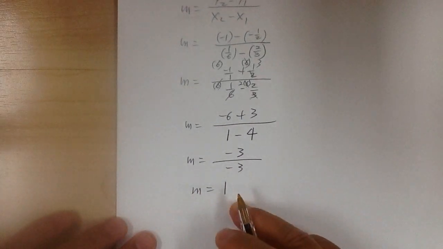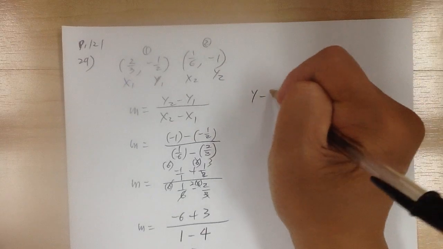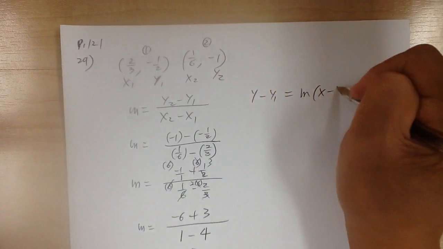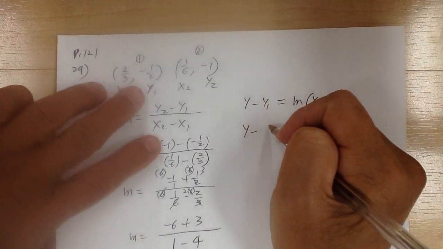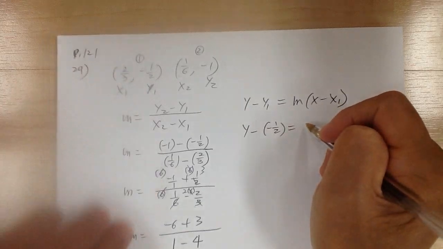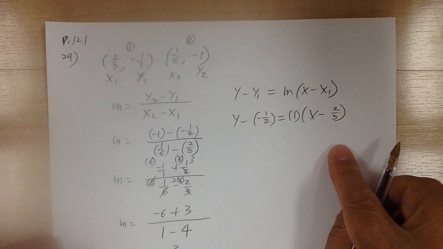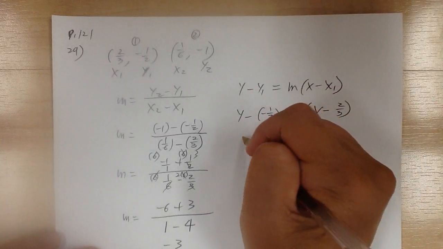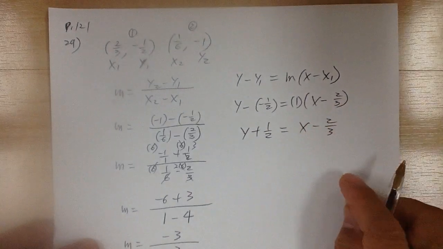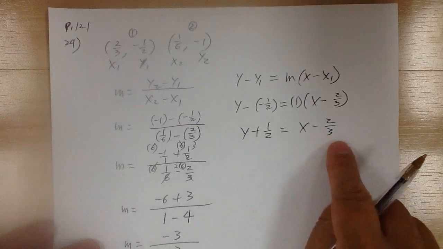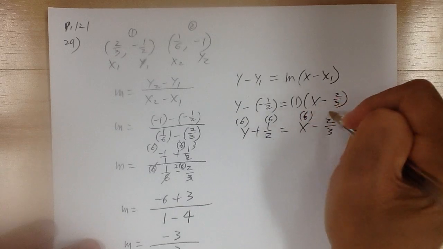Once you find m equals 1, now you can use your point-slope form. So you've got y minus y1 equal to m times x minus x1. So y minus y1 is y minus -1/2 equal to 1 times x minus 2/3. Okay, let's get rid of the parentheses. So you've got y plus 1/2 equal to x minus 2/3. Again, to get rid of fractions, you multiply by the common denominator. So multiply by 6, right? 2 and 3 give you 6.